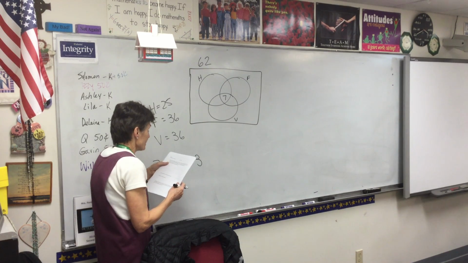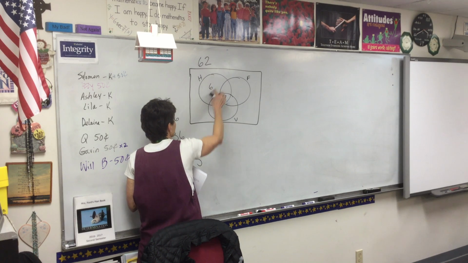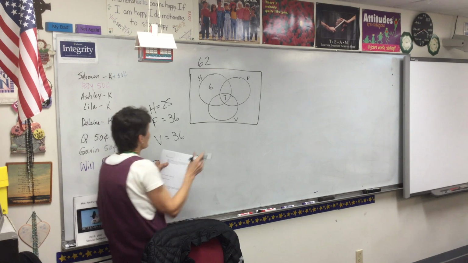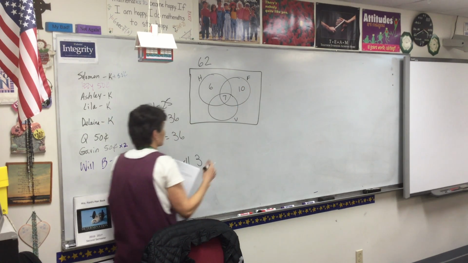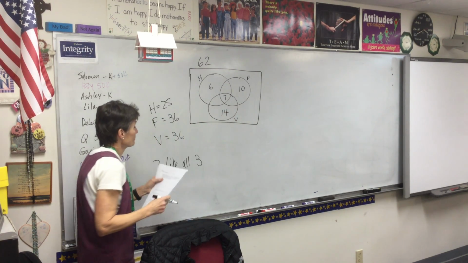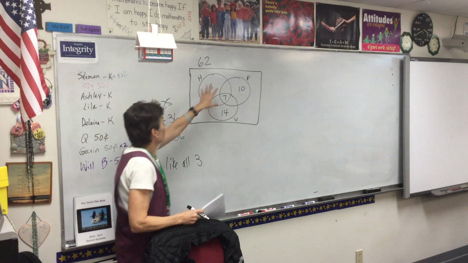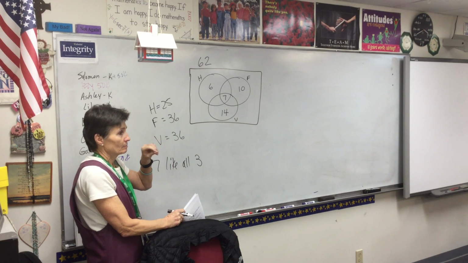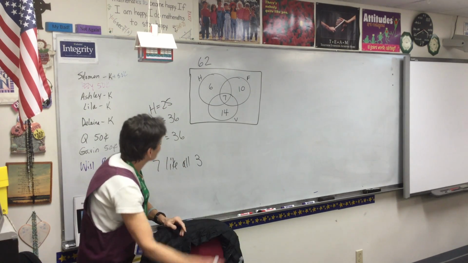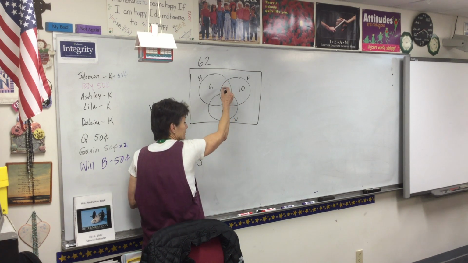Now, 6 like only Halloween. So I can go ahead and put 6 right here because these are the people that like only Halloween, right? And 10 like only the 4th. And 14 like only Valentine's Day. Now, why can't I just put 25 up there? Yeah, 25 is the entire circle, right? So 25 would be all of these areas added up.